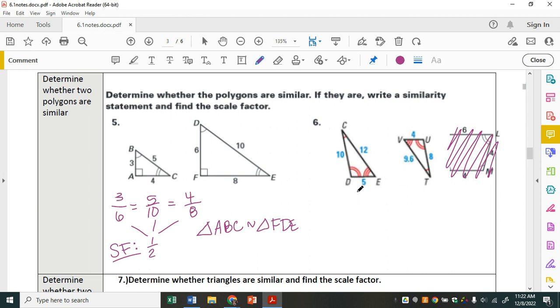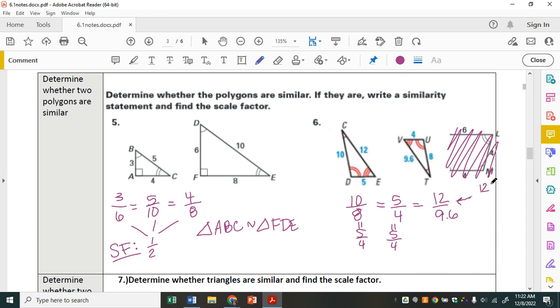Okay. The difference between 5 and 6 is when I go and I set up my ratios on 6, right, I'm going to have the ratio of 10/8 because CD corresponds to TU. I'm going to have the ratio of 5/4 because DE corresponds to UV. And now I'm going to have the ratio 12/9.6 because CE corresponds to TV. Now I can reduce the 10/8 to 5/4. The 5/4 doesn't reduce, it just stays as 5/4. But what I don't know is how this could possibly reduce, right? We've never reduced a decimal within a fraction.